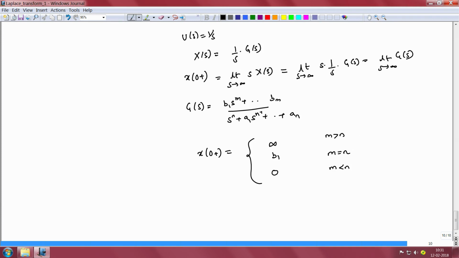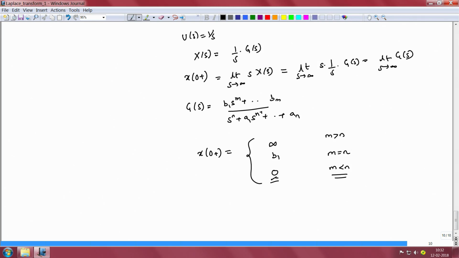Now, it remains for us to judge which of these three cases is a practically reasonable case. I am sure you would agree with me that just after application of a step input, the response of a system which is initially at rest has to be close to 0. This is because all systems have inertia and it takes some time before any system can track sudden changes in input. Therefore, all physical systems have to satisfy this condition that m should be less than n.